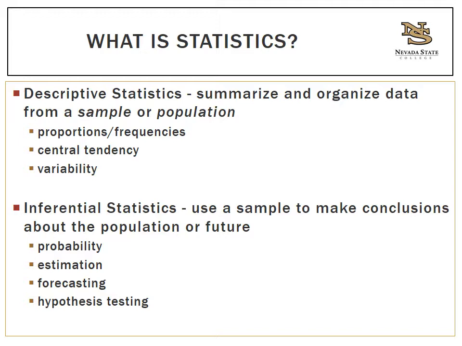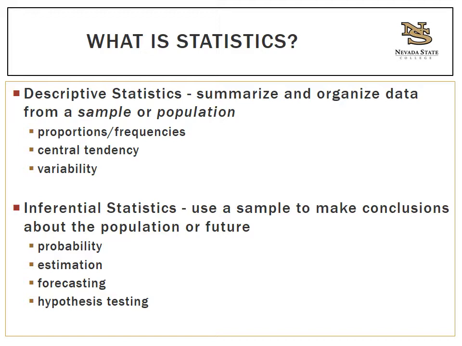Inferential statistics is really just taking the sample that you're able to examine and making conclusions about the population that you're actually interested in. So remember, typically you don't have access to the entire population. You have to take a sample from that population, study that sample, and then make assumptions about the population based on what you observe in that sample.